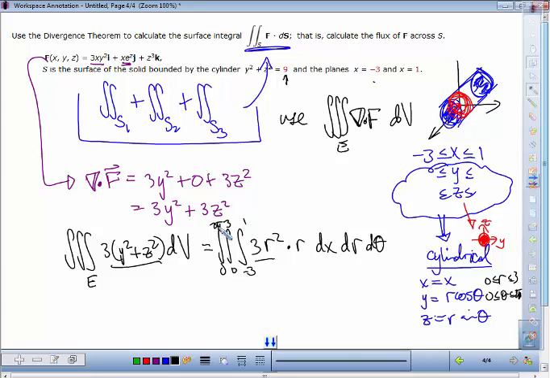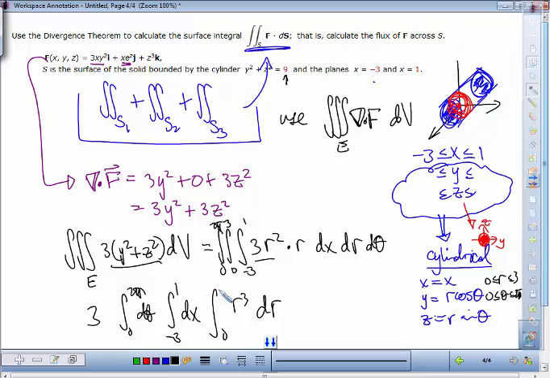So we integrate, we can split up the integrals. We have 0 to 2 pi for d theta. Our x also, there's no x's in here. We can put an x integral from -3 to 1. And then move the 3 all the way out if you want. You've got r cubed dr from 0 to 3.